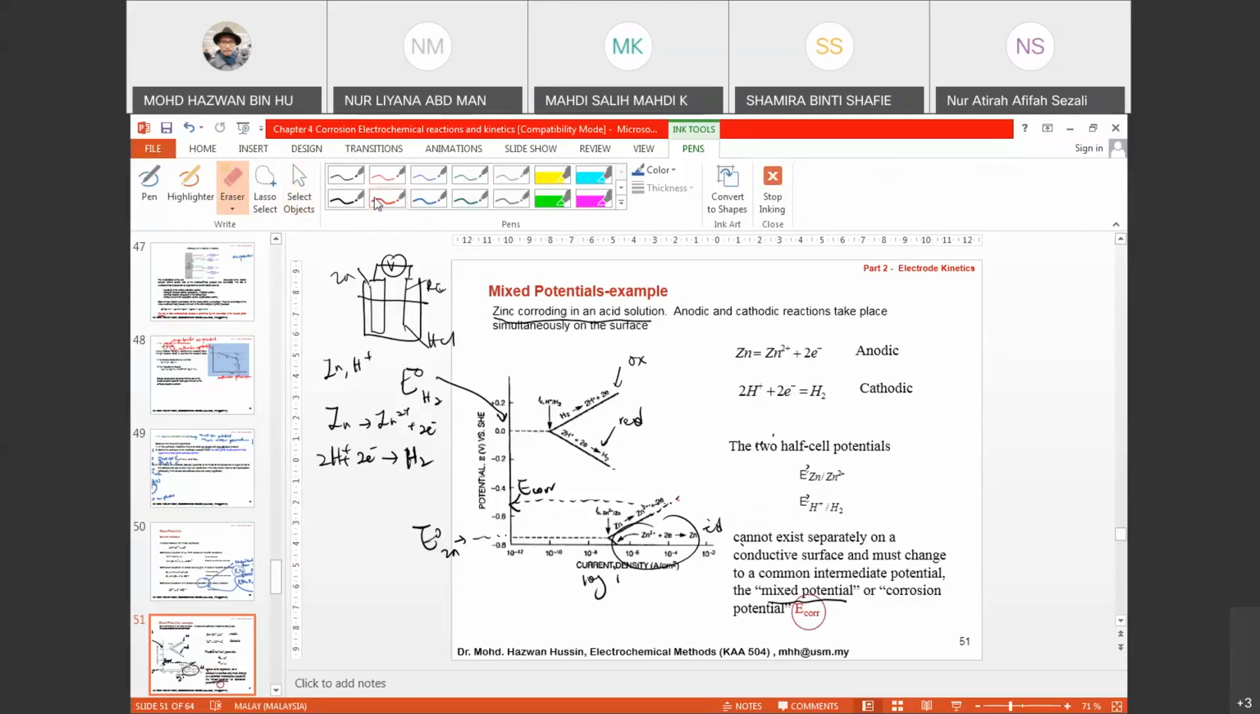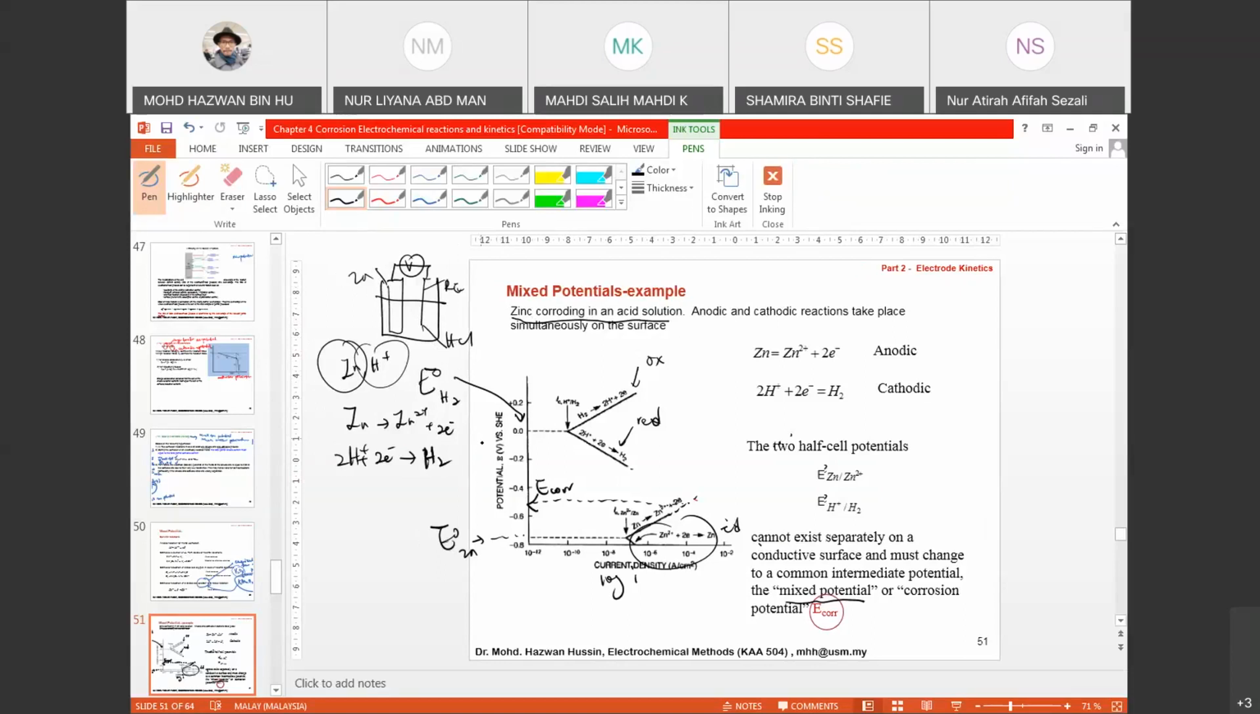As I mentioned earlier, each species has its own polarizing anodic and cathodic curve. Consider that zinc is corroded in acid solution. So you have zinc in a cell, connected with a reference electrode in acidic solution. The active species will be zinc and H+. So this will be the anodic reaction and this will be the cathodic reaction: the dissolution of zinc and the formation of hydrogen gas.